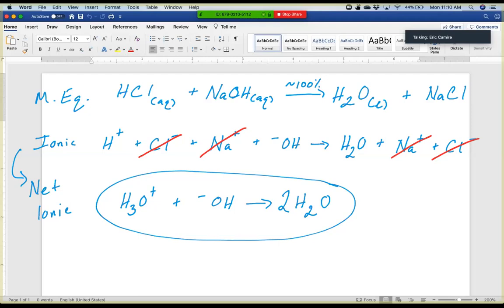So again, we have two different ways to do it. One, take a look at both the salt and the product, which is water, and ask yourself, would that salt affect the pH? Nope, pH 7. Or go through the net ionic equation. The only product I have in that sense is water, pH is 7.